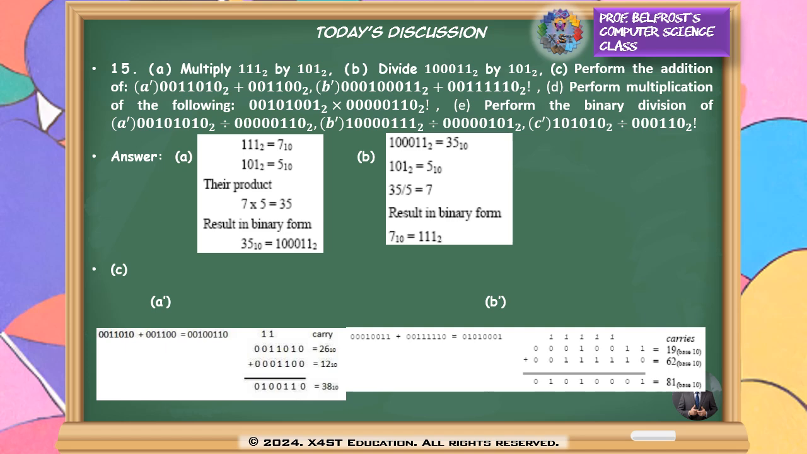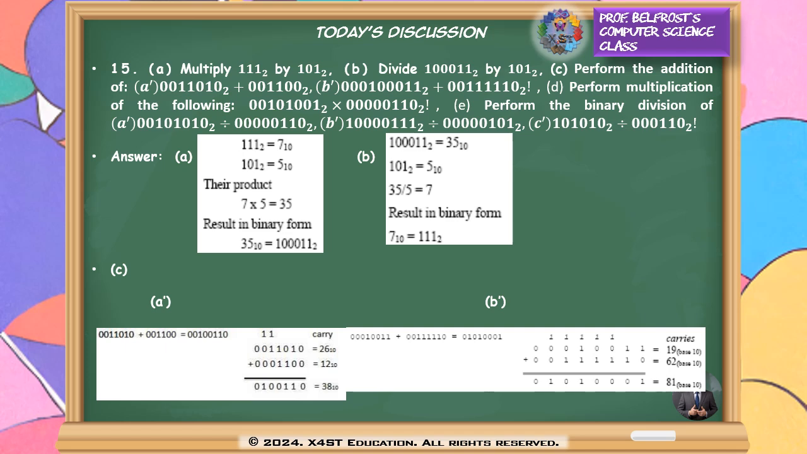Number 15, you need to do multiplication, division, addition, multiplication, binary division. Oh, there are many. Okay, so for multiplication, this also shows you how to do this by converting to decimal first, and I think this is a good way for you to start with. But you can do the same thing by utilizing your skill in direct binary multiplication. It's the same as the regular operation with decimal.